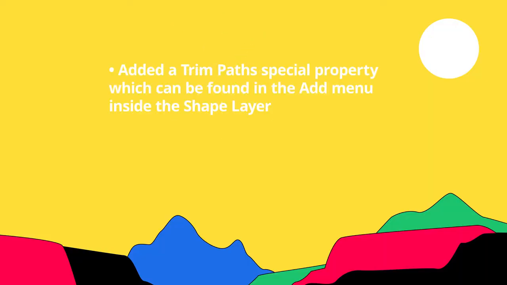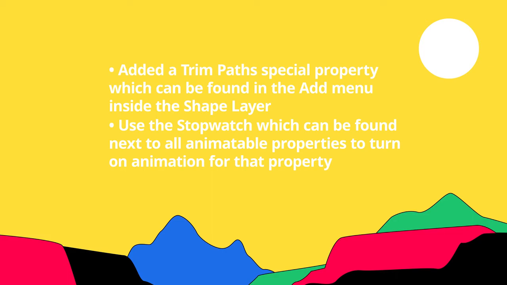Great, so let's just quickly recap what we learned in this lesson. First, we added a trim paths effect to our shape layer, which can be found in the add menu. It's like a special property of a shape layer so that we can animate our path. We then went through using the stopwatch, which can be found on the left-hand side of most of the properties in After Effects. Once this stopwatch is on, it will set a keyframe at the time where the playhead is in the timeline.